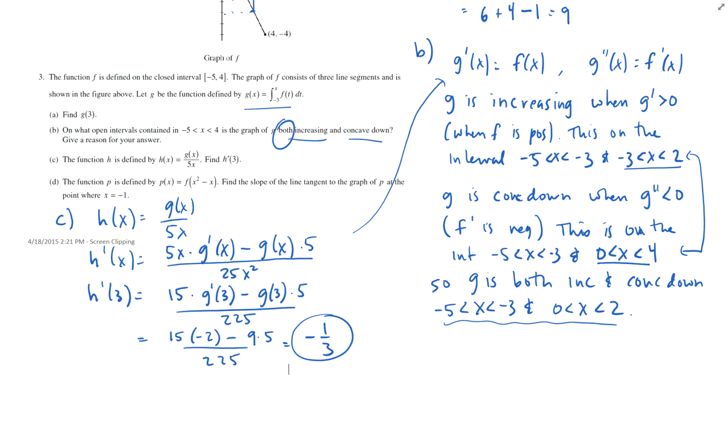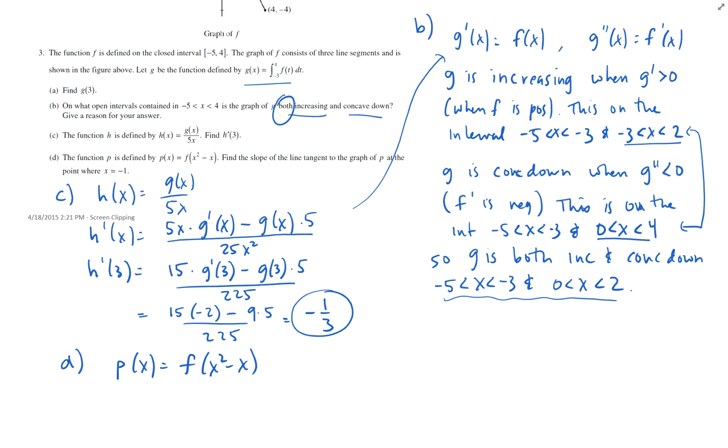And D says that P is this function. I guess I should write it up. P of x is f of x squared minus x. This says find the slope of the line tangent at x equal negative 1. Well, the slope is just the derivative, so let's take the derivative.